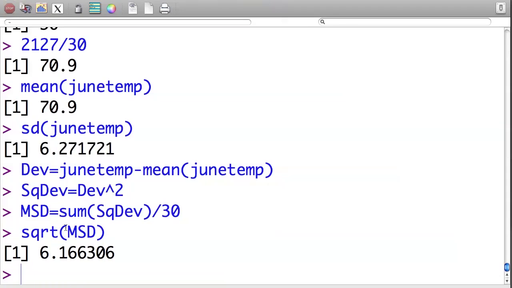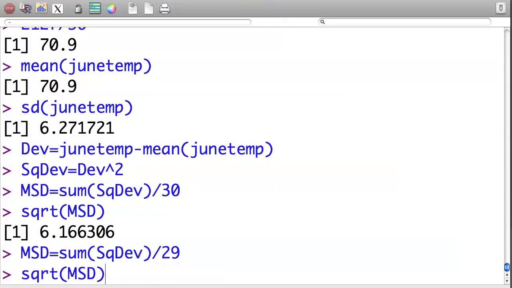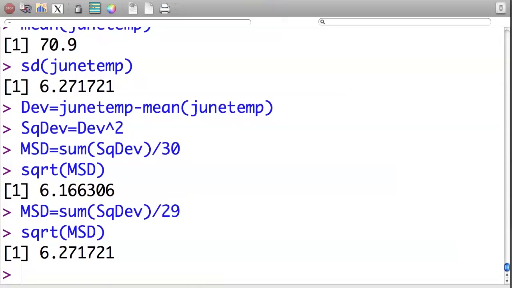Notice that this value is different from the answer coming from the sd function. The reason is that the sd function divides by 29 instead of 30. This is just a small note to let you know some more complicated functions may not behave exactly the way you think. But for this example, when the size of the data is large, the difference between these two answers is very small.